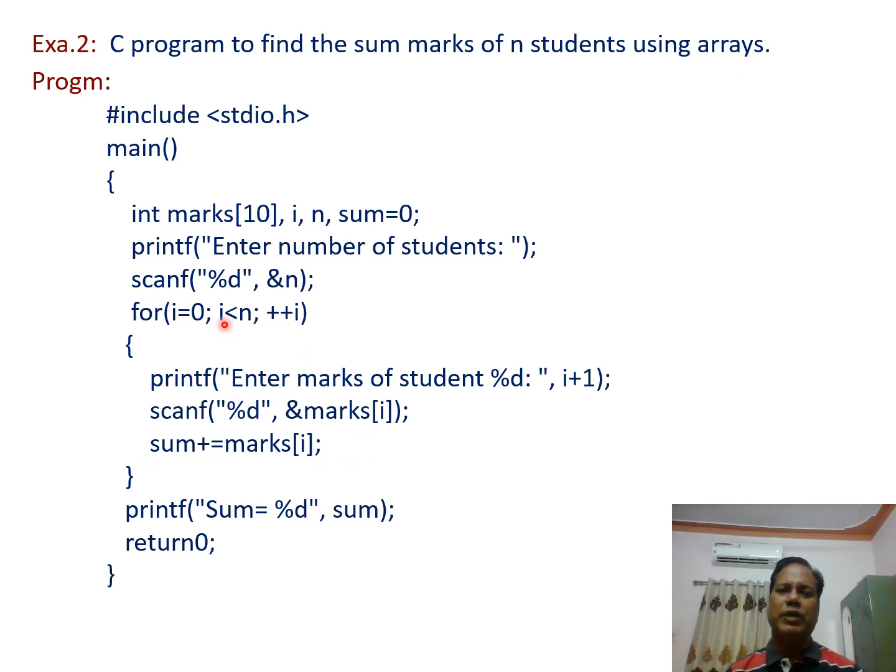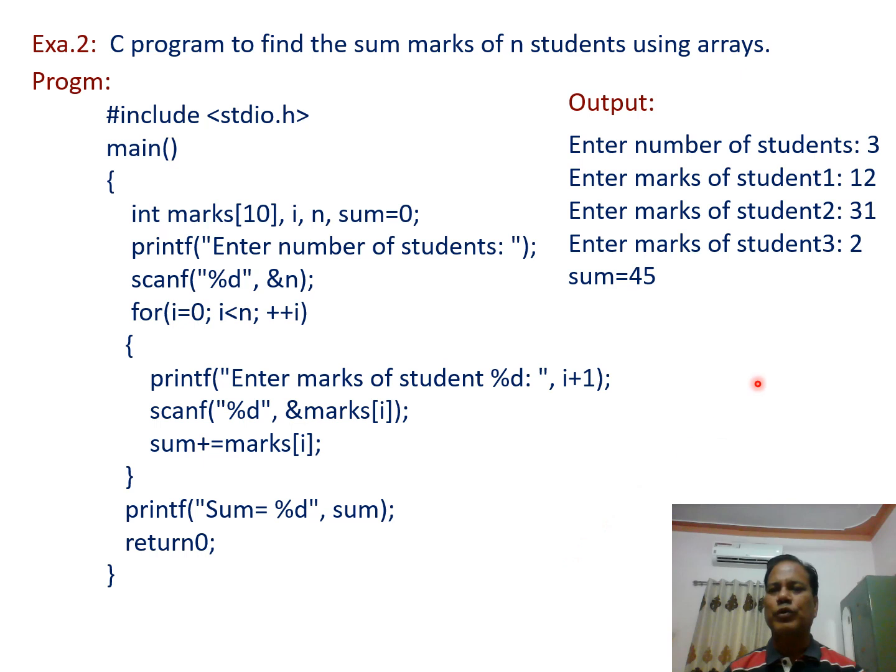When the condition becomes false, suppose here i is 10, 10 is less than 10 is false, control comes out of the for loop. Outside the for loop, printf "sum = %d" prints the value of sum, and then return 0. This tells the operating system that everything is done properly. When this program is run, its output is like this.